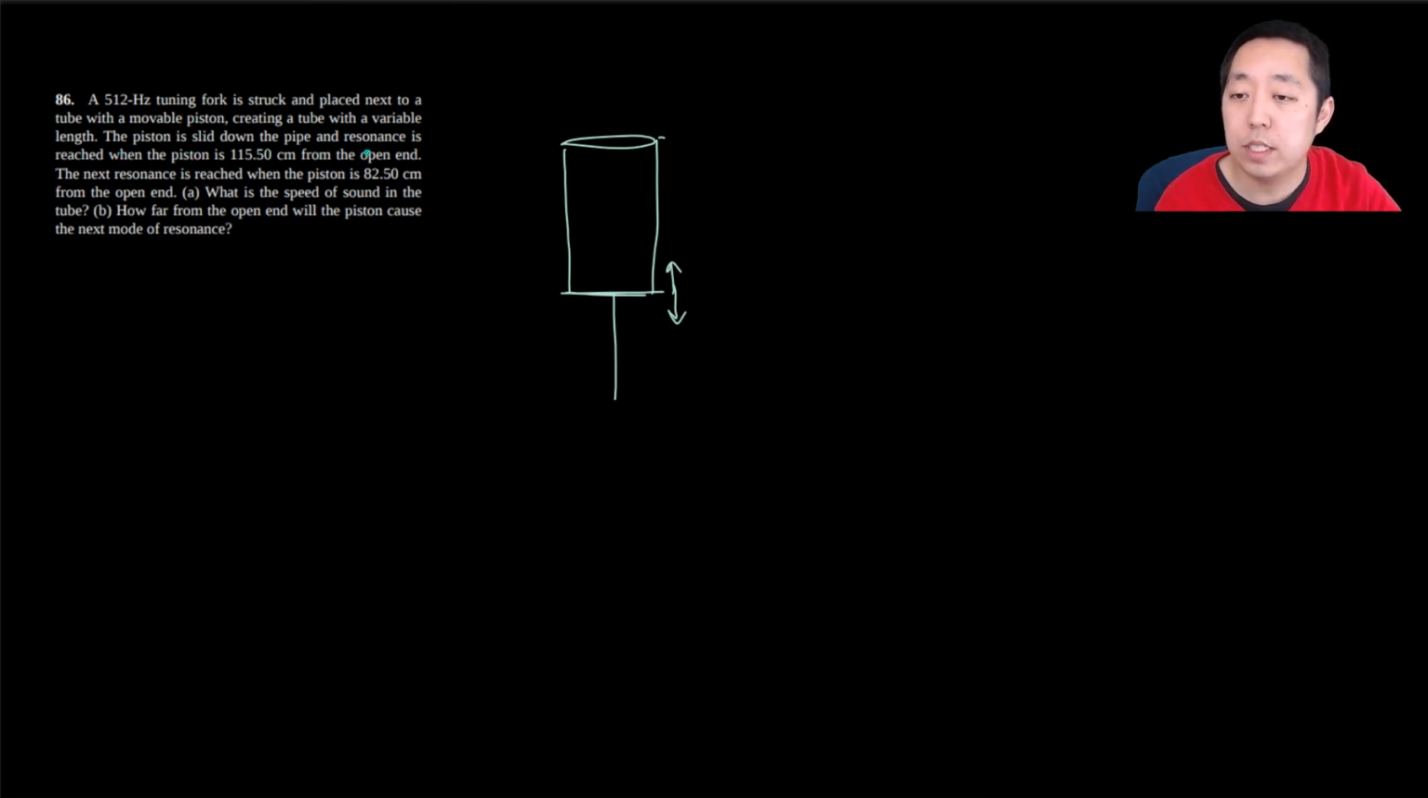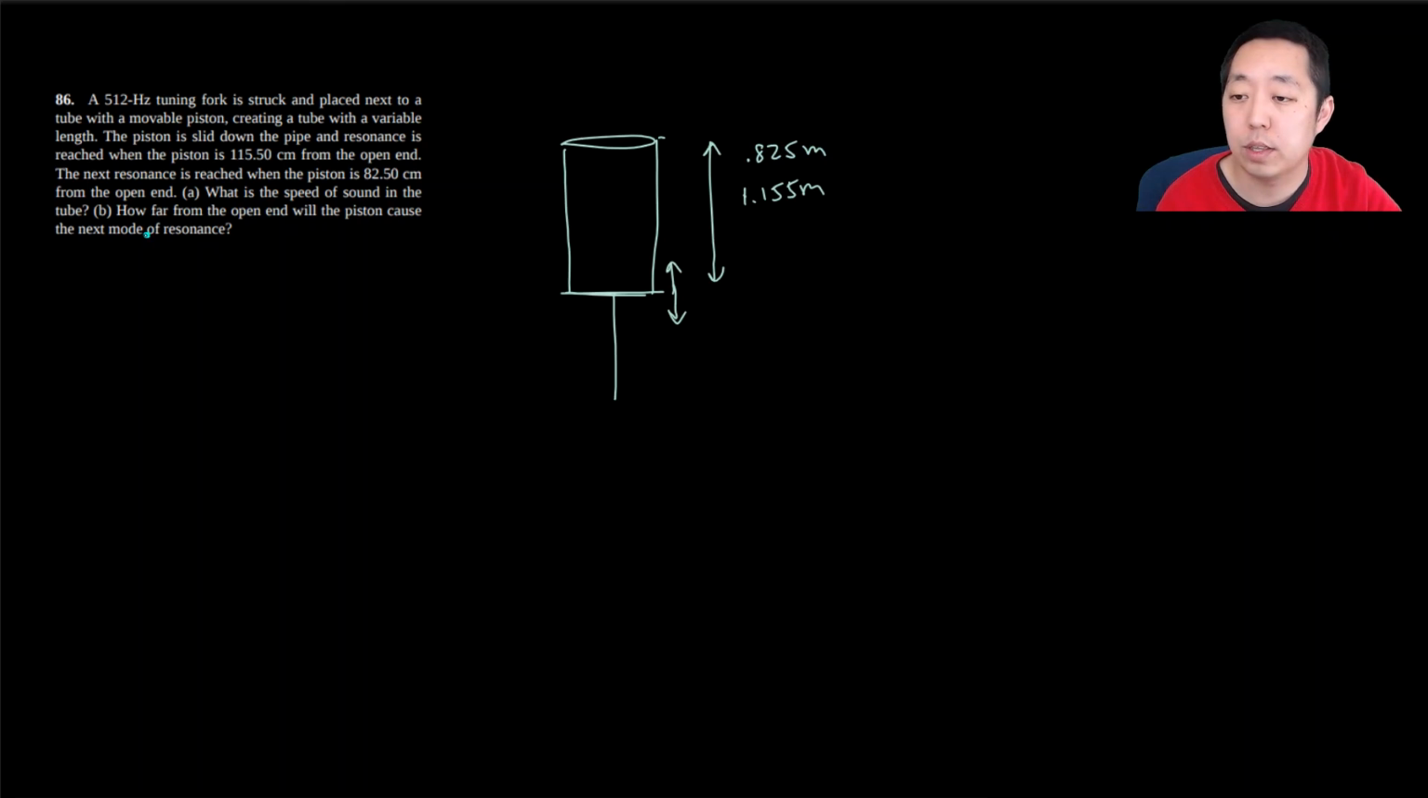The piston is slid down the pipe and resonance is reached when the piston is 150.5 centimeters from the open end. So we have a resonance. One resonance occurs at, how many meters is that? That's 1.155 meters. The next resonance is reached when the piston is 82.5 centimeters from the open end. So another one occurs at 0.825 meters. And these are adjacent harmonics.